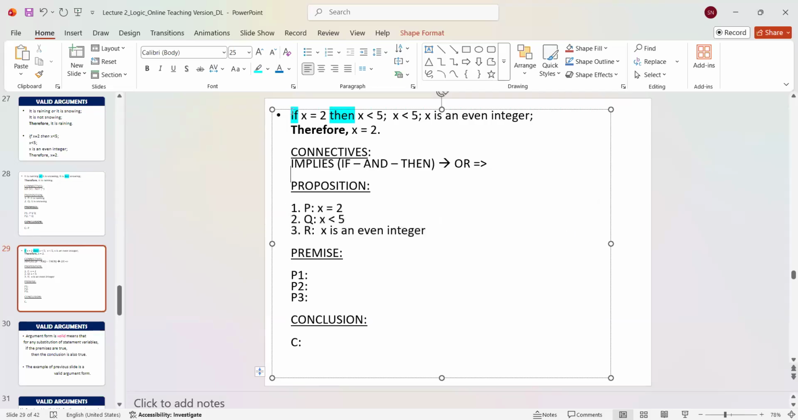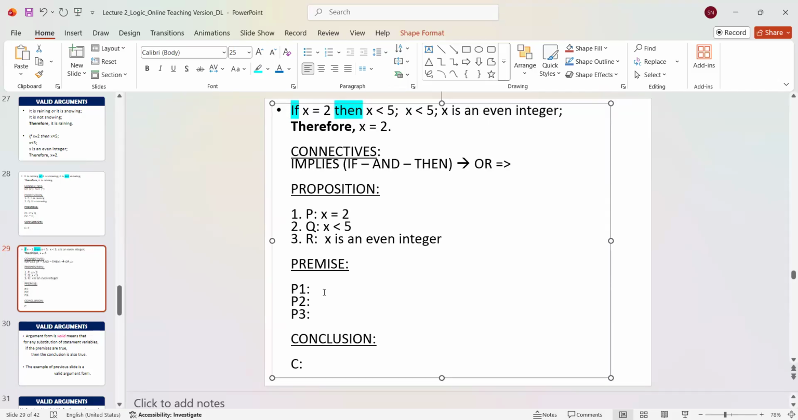Okay, now let's identify our various premises. Premises are from the beginning of the statement till you see a semicolon or a full stop. So this problem, what's my first premise? What is joining X is equal to 2 to X less than 5? Then. If and then. So that should be P implying Q. So P if and then Q. So that would be our first premise. Our next premise is just a single statement. X is less than 5. Okay? X is less than 5. And that is Q. So our premise 2 is simply one variable.